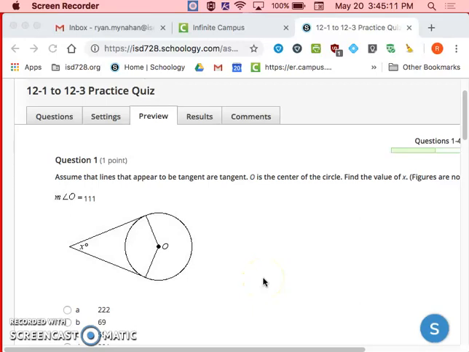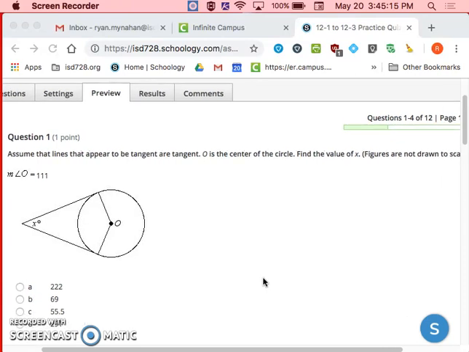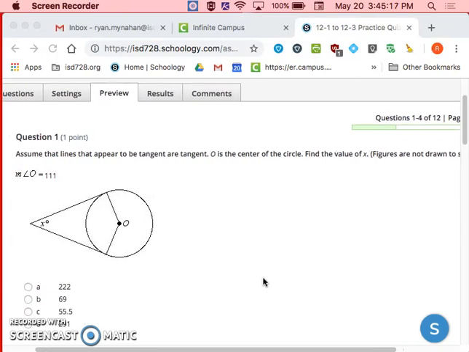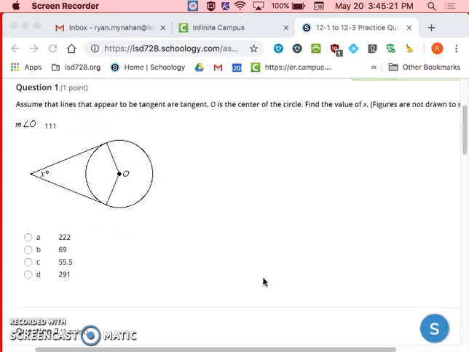Okay, here we are going to go over the results of the practice quiz to make sure that we are all on the same page with these. Feel free to just fast forward to the ones that you do not have correct currently. So the first page, the first 4 questions are all about tangent lines. One thing to know about tangent lines is that they are perpendicular to the radius or the diameter.